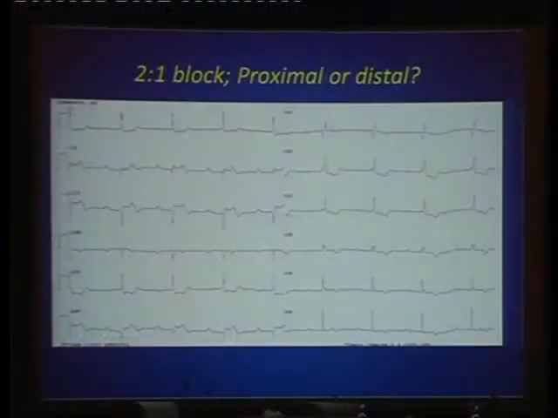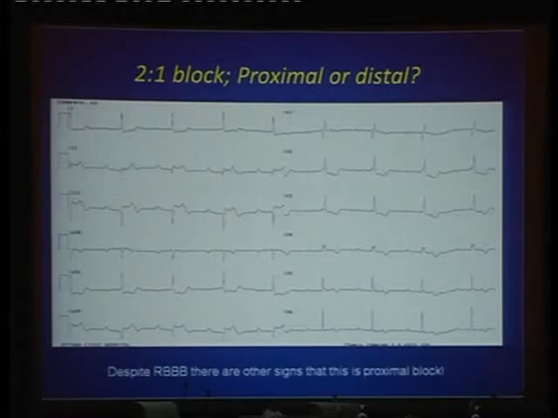Well, this patient has right bundle branch block and 2-to-1 block, and there's an acute inferior infarct. But I want to bring to your attention the extremely long PR interval. That extremely long PR interval almost always goes along with proximal block. And in fact, this is likely to recover, and this patient is not going to require pacing.